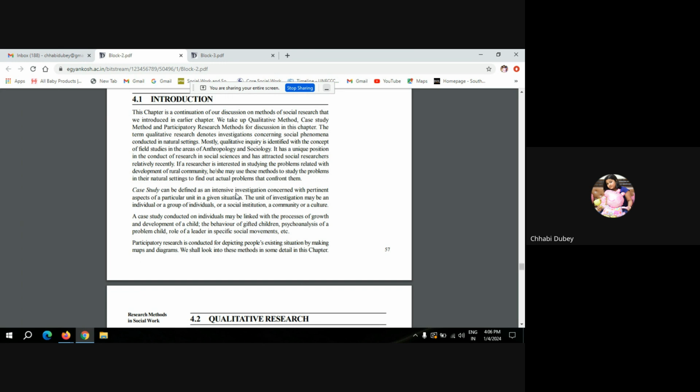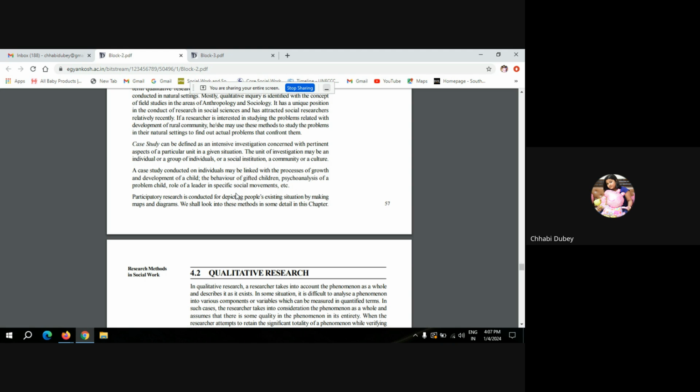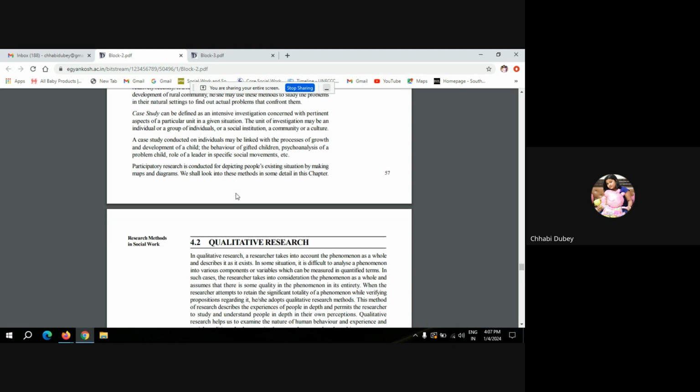Now, a case study is generally conducted on individuals, and it may be linked with the process of growth and development, like child growth, the behavior of gifted children or specially abled children, or even roles of leadership, and studies of social movements, all of these things. Another thing is participatory research, which we have already seen in the previous chapter, the first unit. Participatory research is also a very important method in qualitative research.